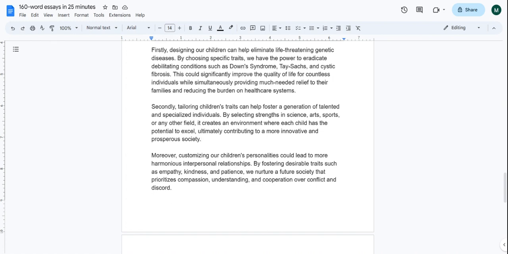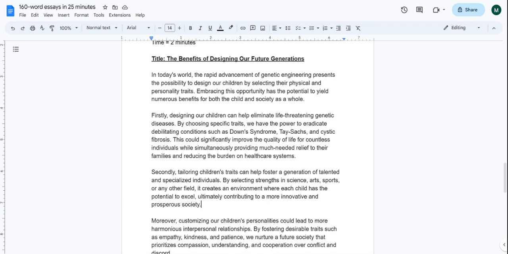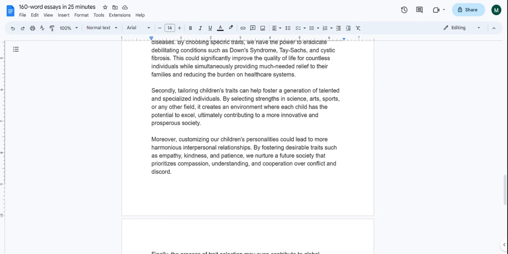Definitely, I could not agree more with this AI. Moreover, notice the transition words. So, right, writers, we have firstly, we have secondly, and then we have moreover.